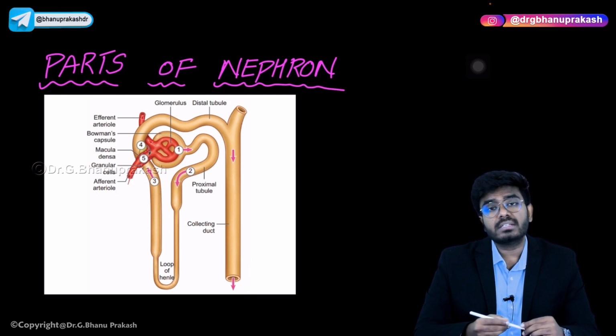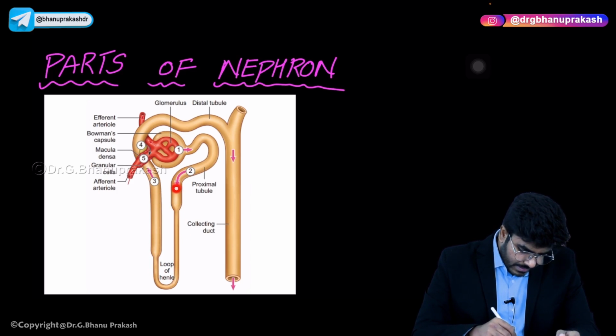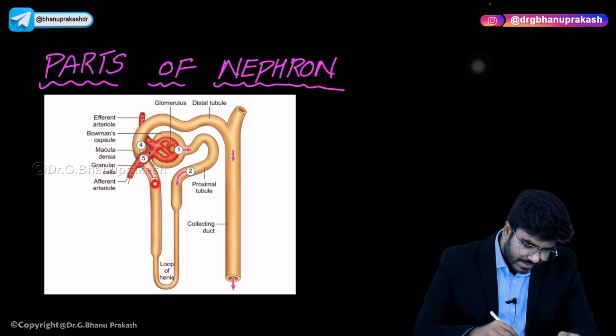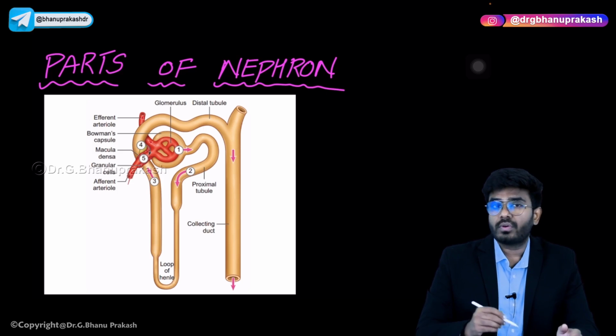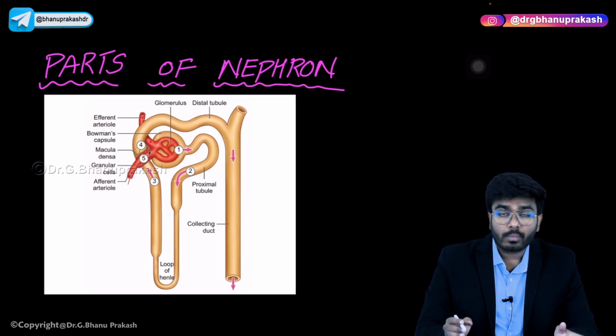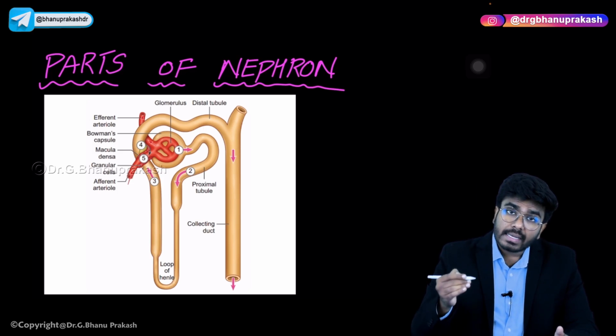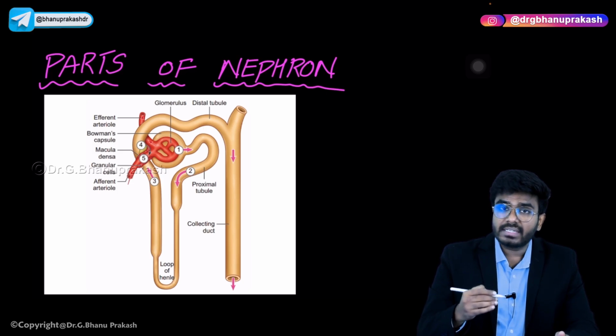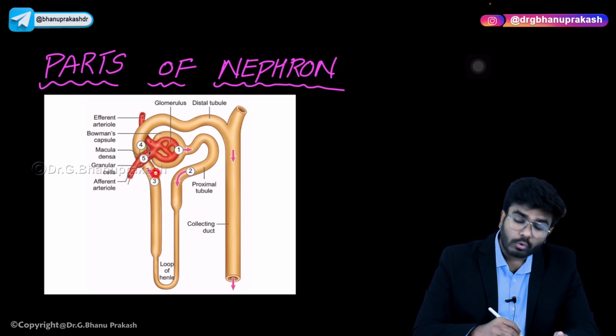How many parts of the loop of Henle are there? See, this is the descending part, so I can call this the descending limb of the loop of Henle, and this is the hairpin turn, and this is the ascending part. So this is the ascending limb of the loop of Henle. So what we have seen: Bowman's capsule, proximal convoluted tubule, descending limb of loop of Henle, hairpin turn, and ascending limb of loop of Henle.